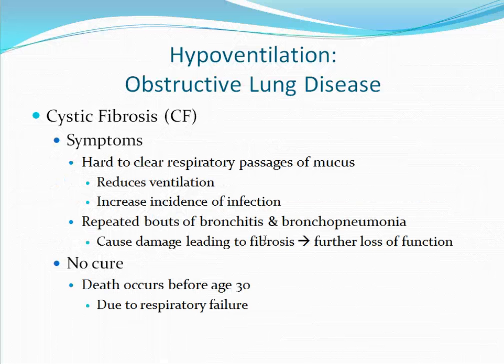Symptoms associated with cystic fibrosis: it will become very difficult for them to clear the passages of this thick mucus. As a result, you will see reduced ventilation that can also result in an increase in respiratory infections. You can also see repeated bouts of bronchitis and bronchopneumonia. These will cause damage leading to fibrosis. The fibrosis will cause even further loss of respiratory function, as well as pulmonary hypertension and cor pulmonale. There is no cure for cystic fibrosis. Death typically occurs before the age of 30 due to respiratory failure.